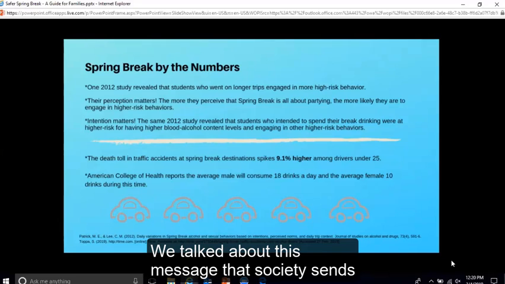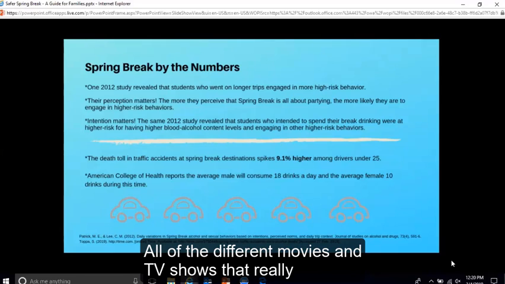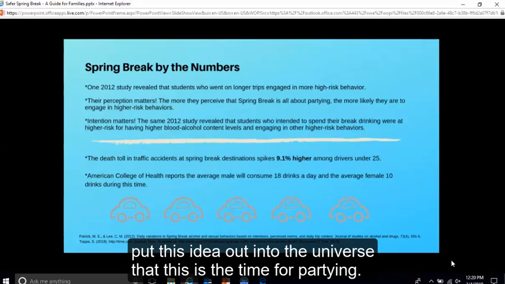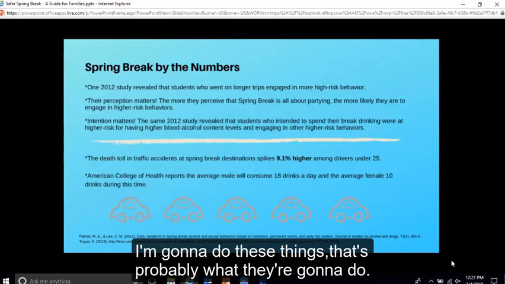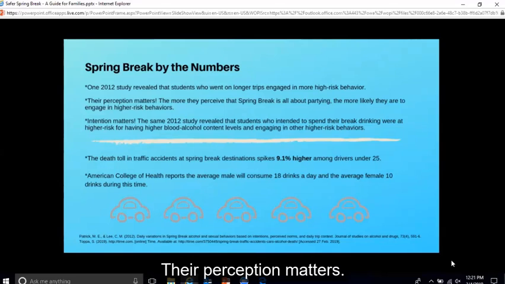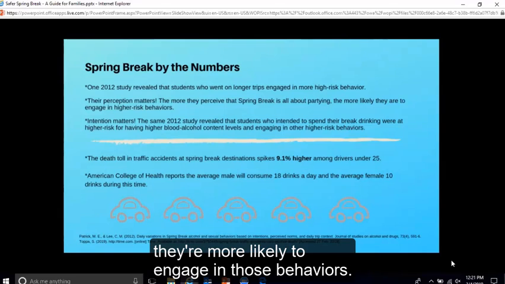We talked about this message that society sends about what spring break is supposed to be about, all of the different movies and TV shows that really put this idea out into the universe that this is a time for partying. If our students are going to spring break with this idea, like, I'm going to get drunk, I'm going to do these things, that's probably what they're going to do. Their perception matters. If they perceive that everyone around them is going to be partying and so they are too, they're more likely to engage in those behaviors.